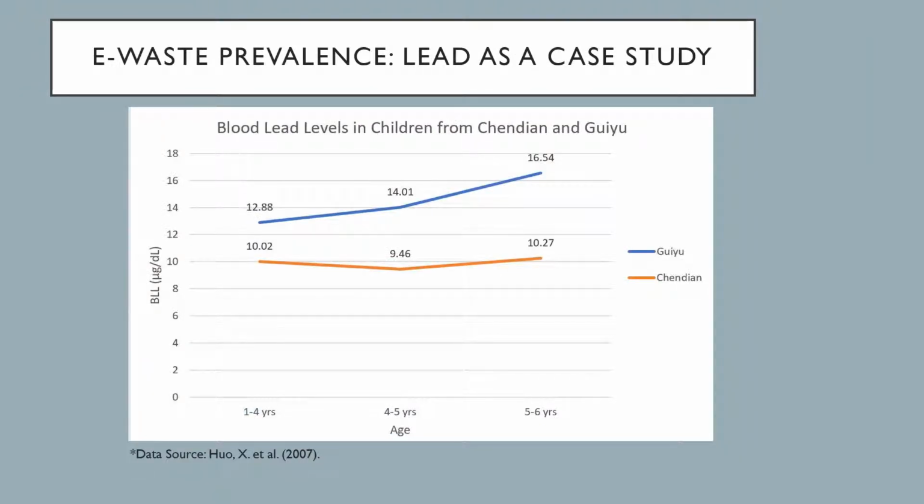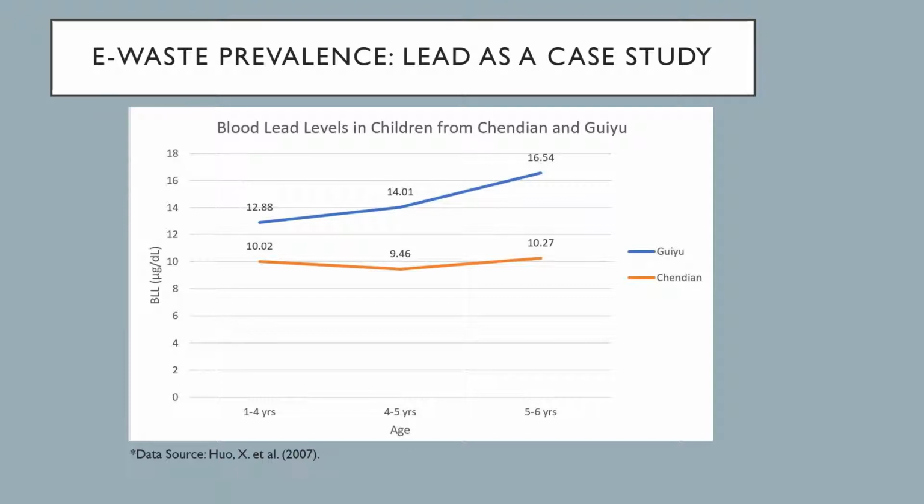So, e-waste prevalence with lead as a case study. This information was gathered in a 2007 study, and it was comparing blood levels in children from Guiyu and a neighboring town. As you can see, the blue line refers to Guiyu, and children aged 1 to 4 years old had roughly 13 micrograms per deciliter of blood. For the record, any blood lead level that is above 10 micrograms per deciliter is considered to be detrimental to a child or to anyone's health.